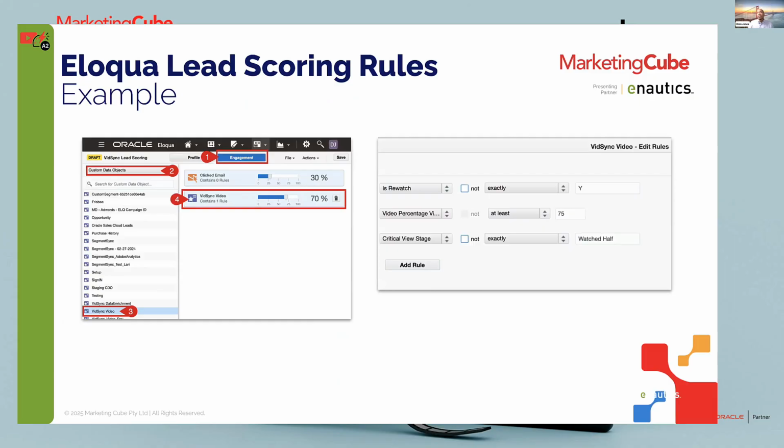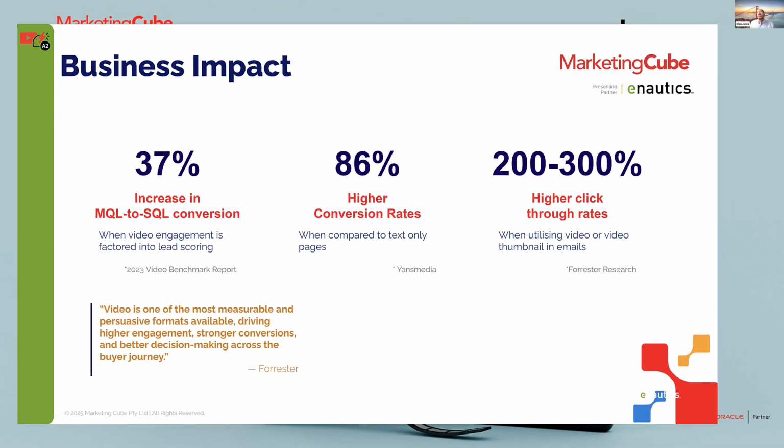So let's look at just a high level example of this that we put together. In the scoring algorithm, we're asking if they've rewatched this particular video with an indicator of yes or no. And then video percentage, as I mentioned earlier, if they made it to 75%, or if they watched at least half. These types of criteria can be used so you can score them higher. It's very powerful. So what's the business impact of all of this?